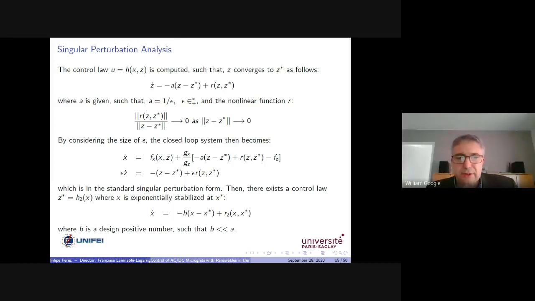So I understand that the controller you use in the first part really needs this singular perturbation. So if you don't want to rely on the singular perturbation, this would probably imply designing another controller, if I understand. Yes.